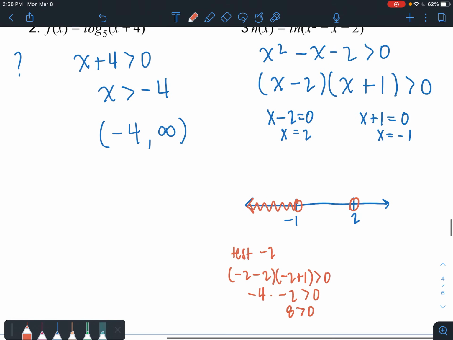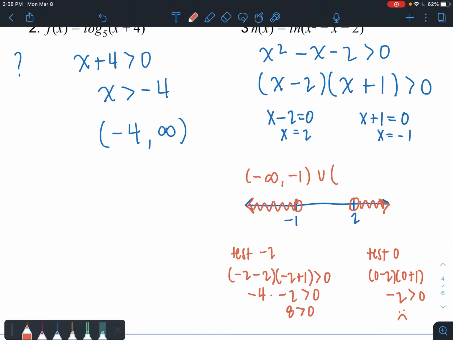But it doesn't include that. If I plug in 0, I have 0 minus 2 times 0 plus 1, giving me negative 2 as my answer, which is not greater than 0. So that is not filled in. If I plug in a 3, I get that the answer is greater than 0 as well. So when I write this out in the form, I go from negative infinity to negative 1, and then from 2 to infinity.